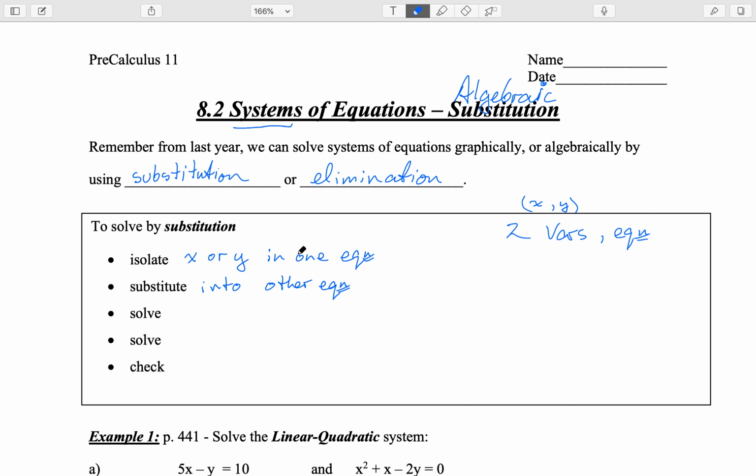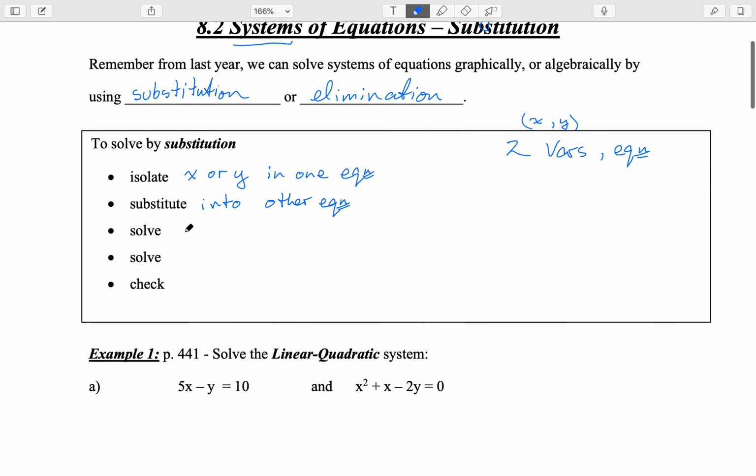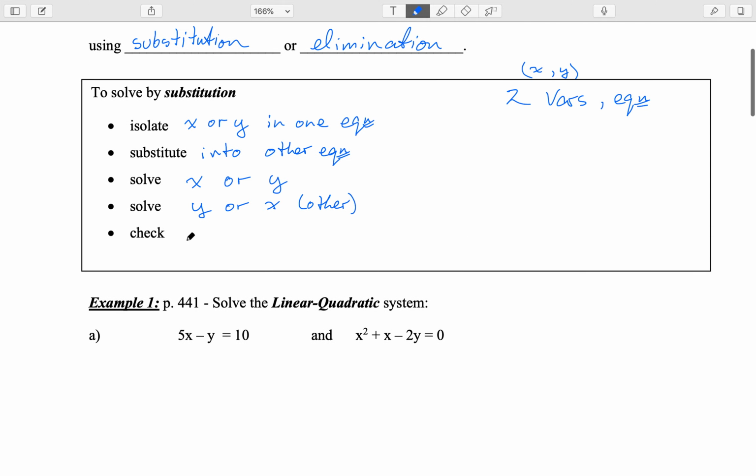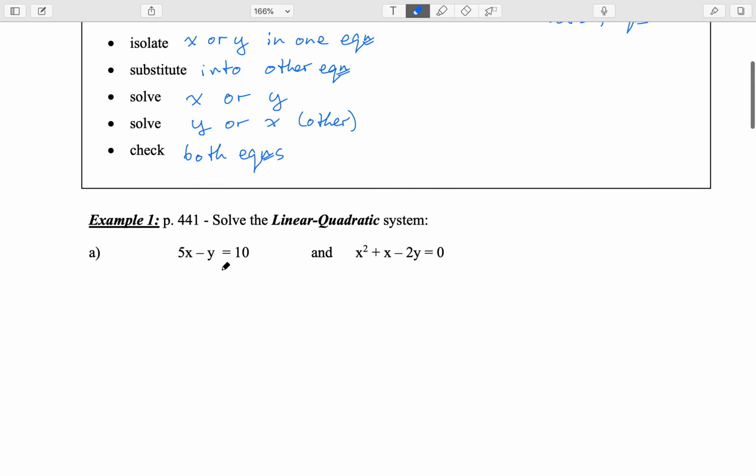It's kind of useless. Okay, so once you've done that, you're going to solve for x or y, either one. And then you're going to solve for y or x. In other words, you're going to solve the other variable. Oh yeah, because remember it's two variables. And then if it does ask you to check, you need to check in both equations. I'm not going to ask you to check all these things, but if it does ask you to check, you got to make sure it works in both.